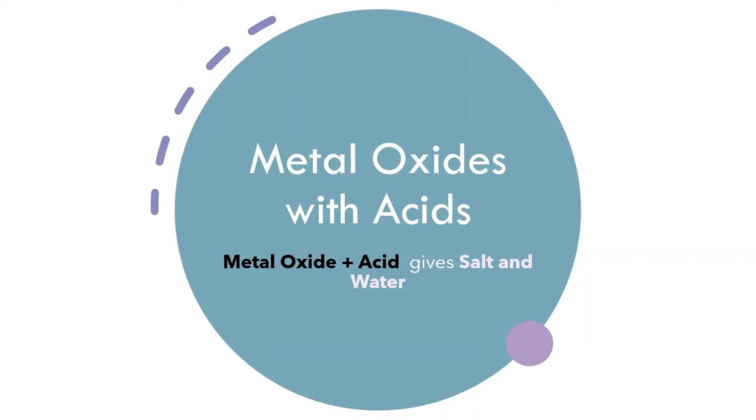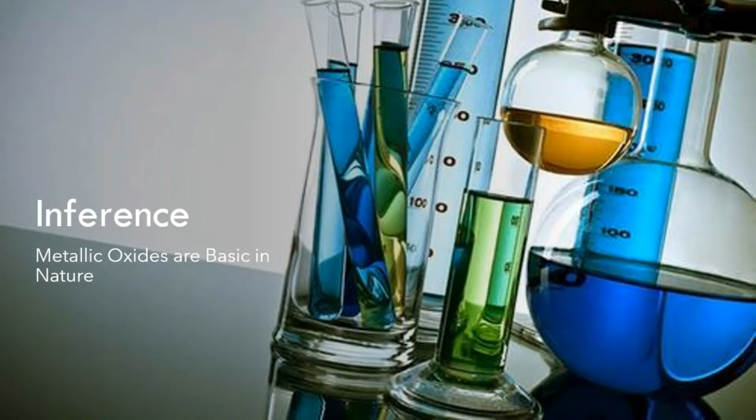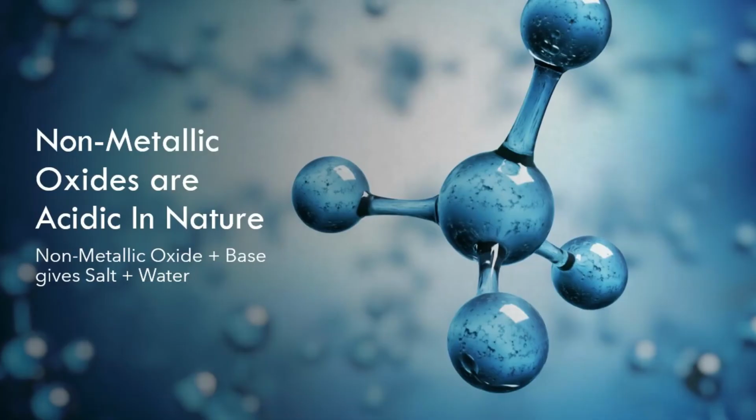What happens when metal oxides react with acids? Not difficult to guess. The reason this is coming after the neutralization reaction is because we get the same products, which is a salt along with water. Now, the reason this is similar to the neutralization reaction is because metal oxides are basic in nature. So what happens when non-metallic oxides react with bases? Again, we get salt and water, which gives us the inference that non-metallic oxides are acidic in nature.